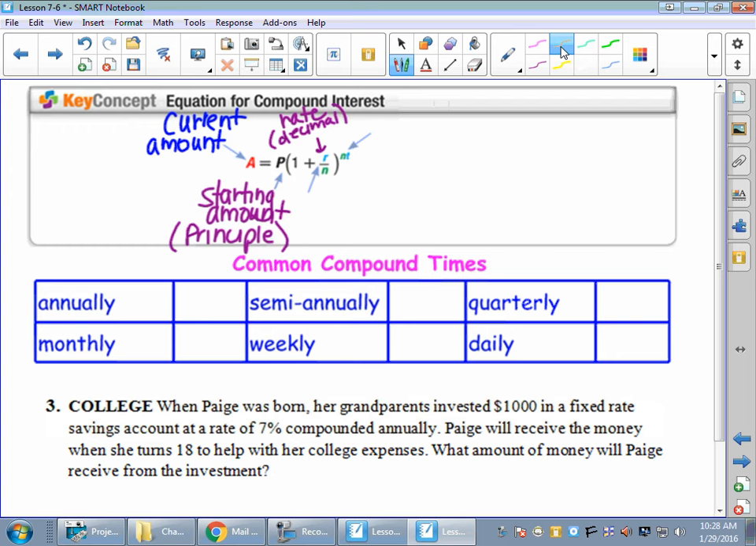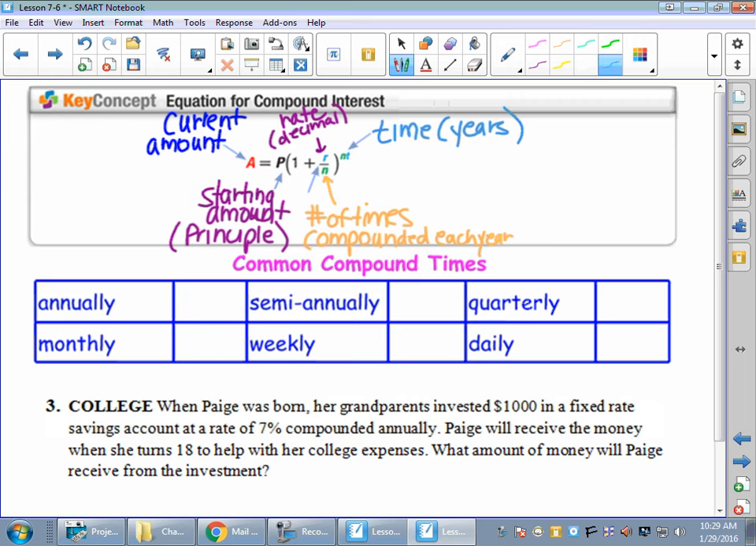The N on the bottom, this is the tricky one. The N on the bottom means the number of times compounded each year, and we're going to talk about this in this chart. Notice we have the N again, a repeat up at the top. So N is the number of times compounded, so you're going to reuse that number. And then we know T is time in years.